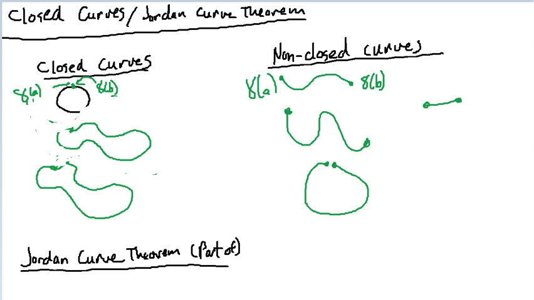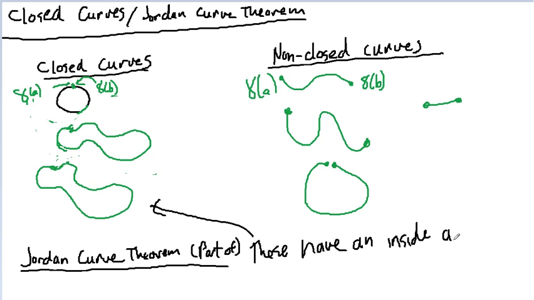And the Jordan curve theorem says that these closed curves over here, it says two things actually. Well, as far as we're concerned, it says two things. It says that these over here have an inside and an outside. And this should be intuitively true. Here for this one, here's the inside. It's this part. Here's the outside.